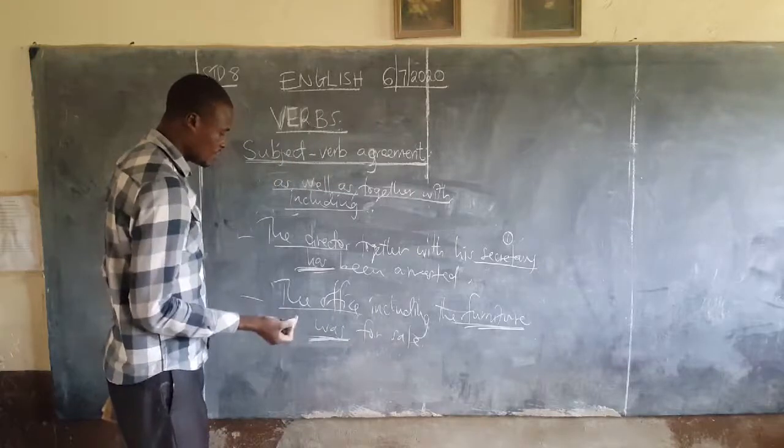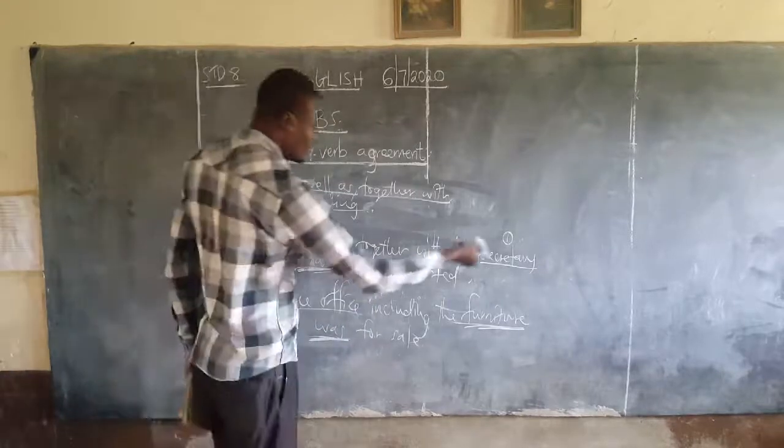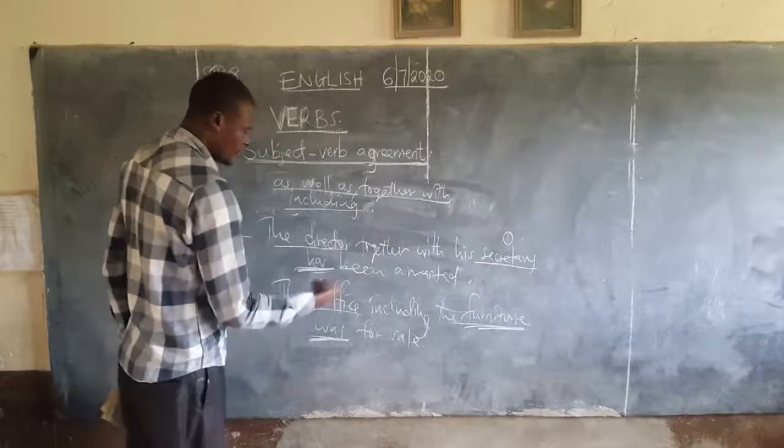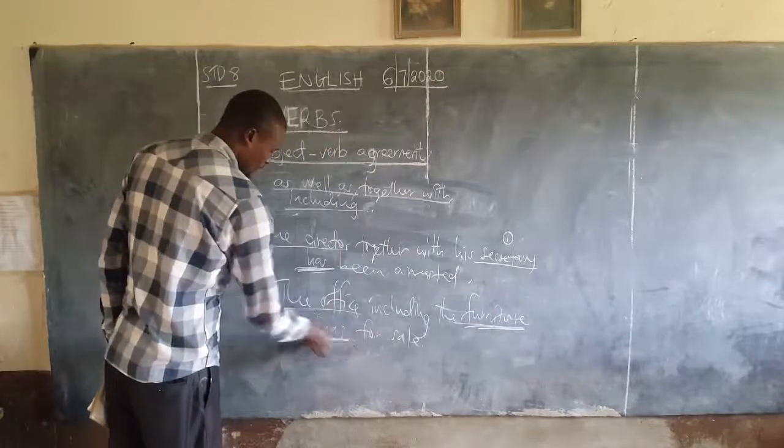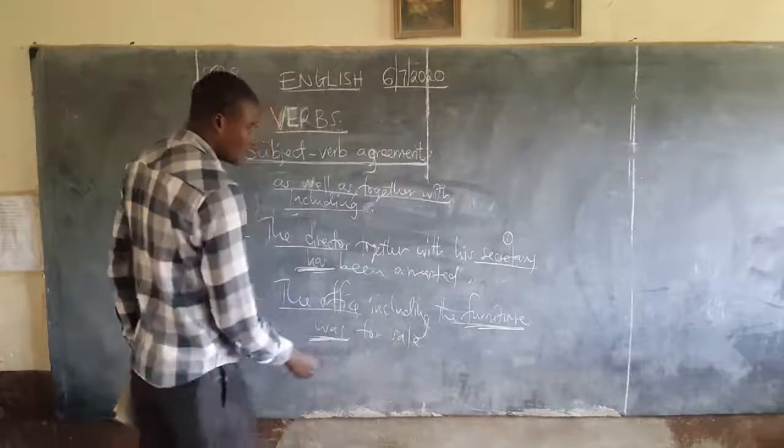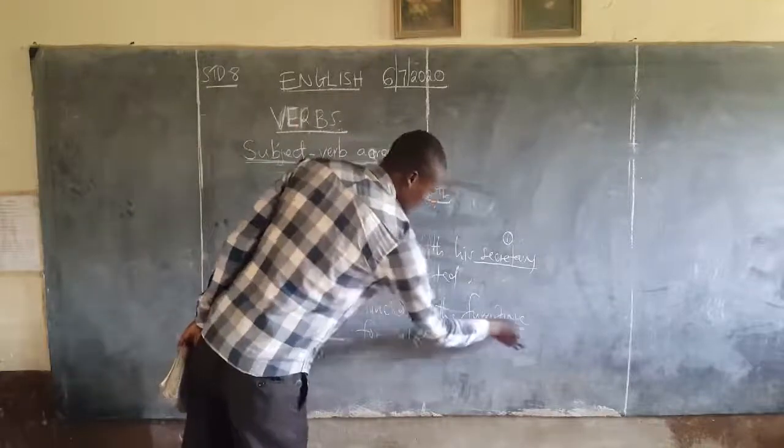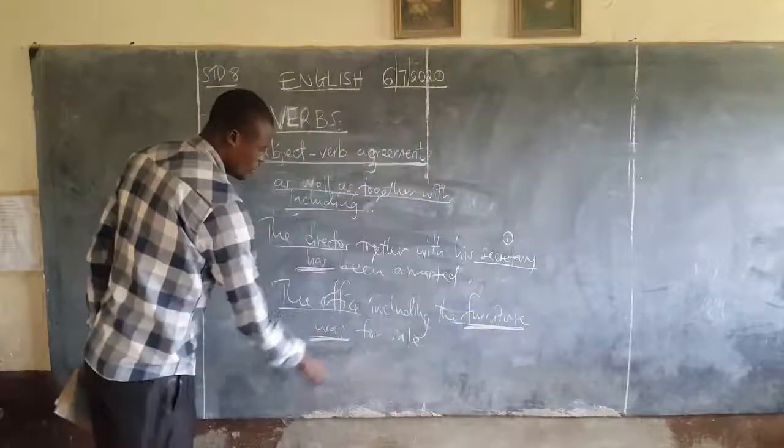We can have many offices. The offices including the furniture. So maybe the furniture were now many. That level we cannot talk of what, but this level, because furniture is one, we treat furniture as one. Furniture was for sale.